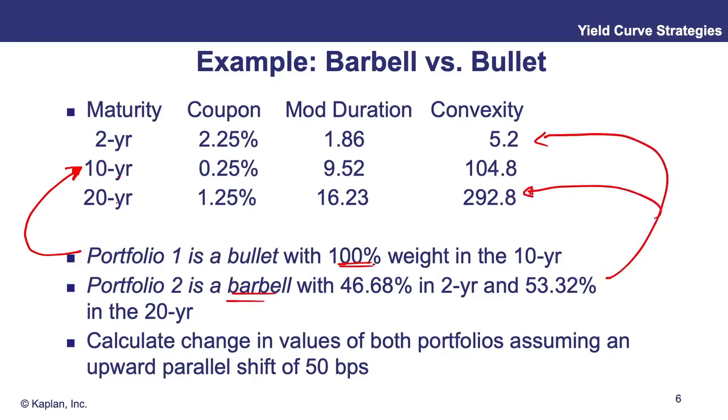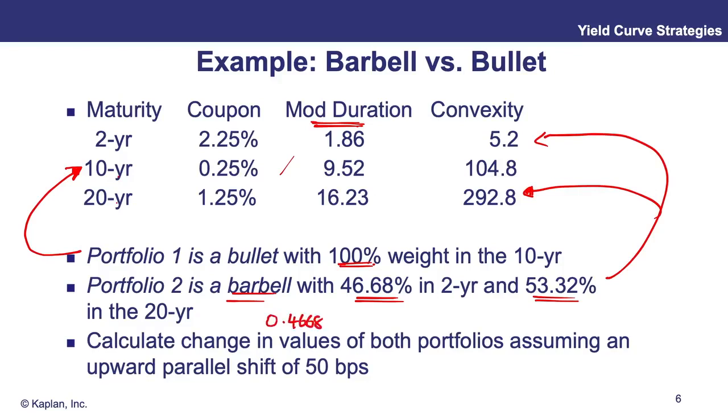There's the barbell there. You're given the weights of the barbell, and they look quite specific: 46.68, 53.32. I would wager that those weights make your barbell in the 2 and 20 years have the same overall duration as the bullet in the 10-year. And we'll go with modified duration here because that's the useful measure, telling us our actual sensitivity to a unit change in rates.